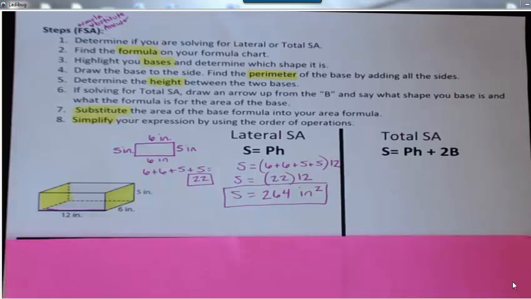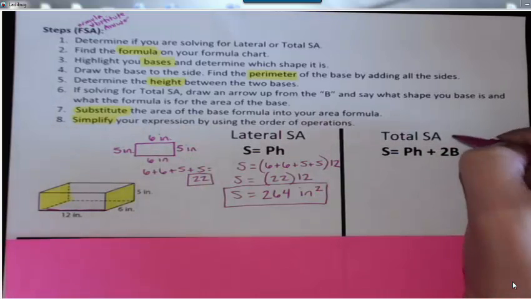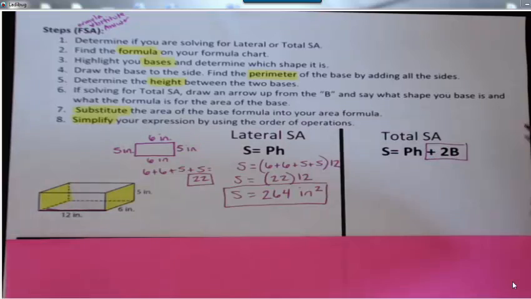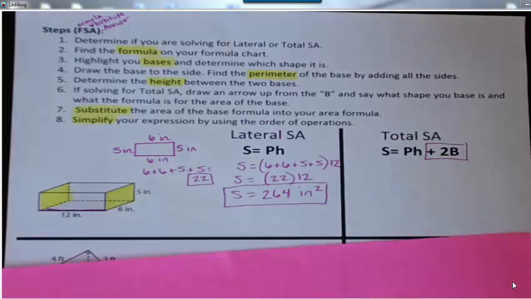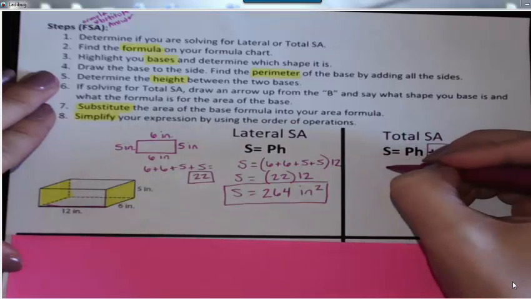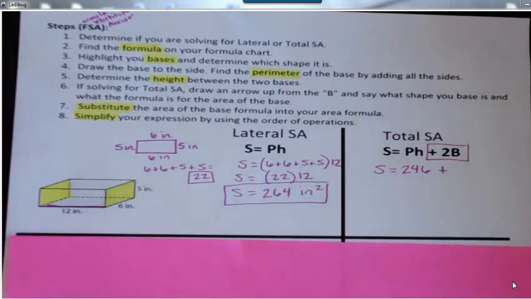But now we need to figure out what that top and bottom is, because now I want to figure out total surface area. Remember, the only difference between these two formulas is this part right here. So you already did all the work here. S is equal to the perimeter of the base times height, which is 264. So I'm going to go ahead and just plug that in for that first part, because I already did all that work. I'm not going to do it again.